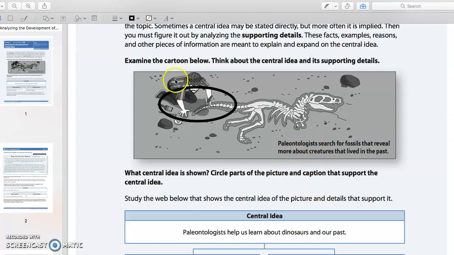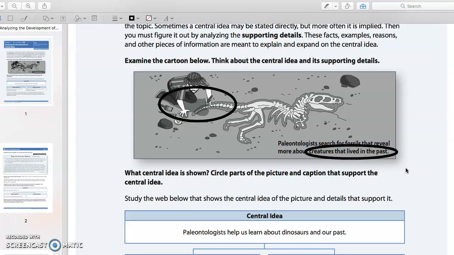So this is the part I circled in the picture, and if I had to circle part of the caption that was explaining what I circled, let's see. It says, paleontologists search for fossils that reveal more about creatures that lived in the past. So the really important part is not that they just search for fossils, but what is the purpose of doing that? It reveals information about creatures that lived in the past.